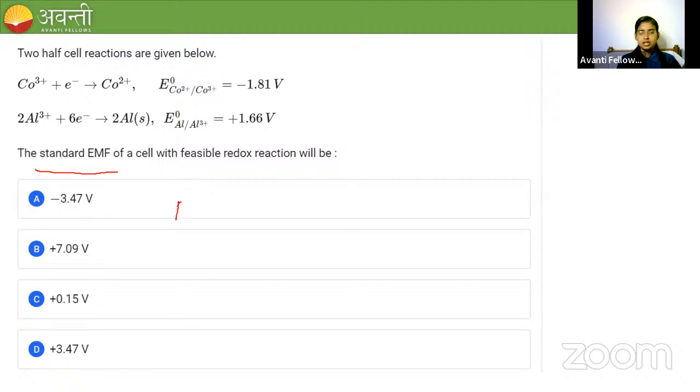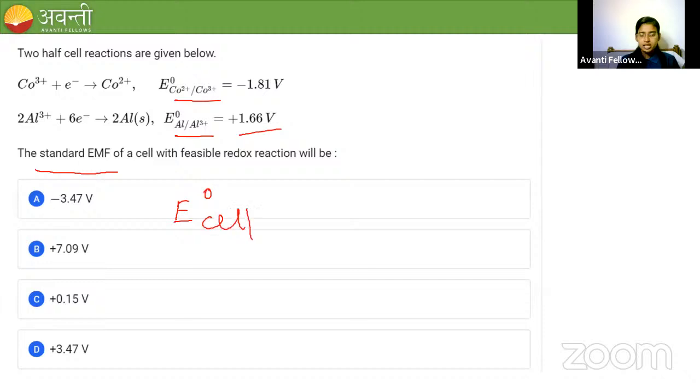So here, just look at the E naught value. For the cobalt couple, it is negative, and for the aluminium couple, it is positive. So both the couples are oxidation potentials, 2 plus to 3 plus and 0 to 3 plus mean oxidation potential. But the aluminium oxidation potential is more because it is given as a positive value. So since the E naught value of oxidation potential of aluminium is more than the cobalt 2 plus, aluminium will get oxidized at the anode and cobalt will get reduced at the cathode.